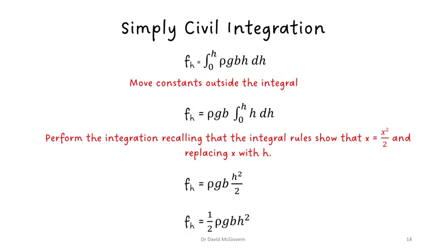Now, more often than not, you will see it written in textbooks like this. This is the hydrostatic force equation, 1/2 rho g h squared times b, or b times h squared. And that's the pressure times the area. And that is the result of integrating the force across the whole of the submerged surface. And that is, I hope, simply civil integration.